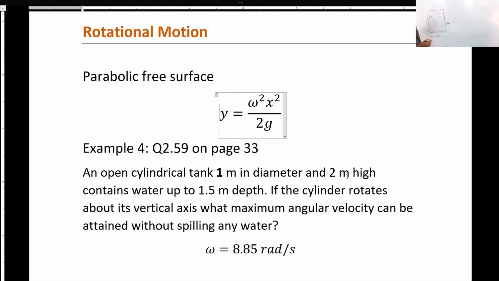If the cylinder rotates about its vertical axis, what is the maximum angular velocity? Oh, it is going to rotate about the symmetrical axis, the vertical cylinder axis. You can see that 2 meter height, 1.5 meter of water, no? So a considerable amount of water is available. So this will be the new free surface. The equation is given by y equals omega squared over 2g times x squared.